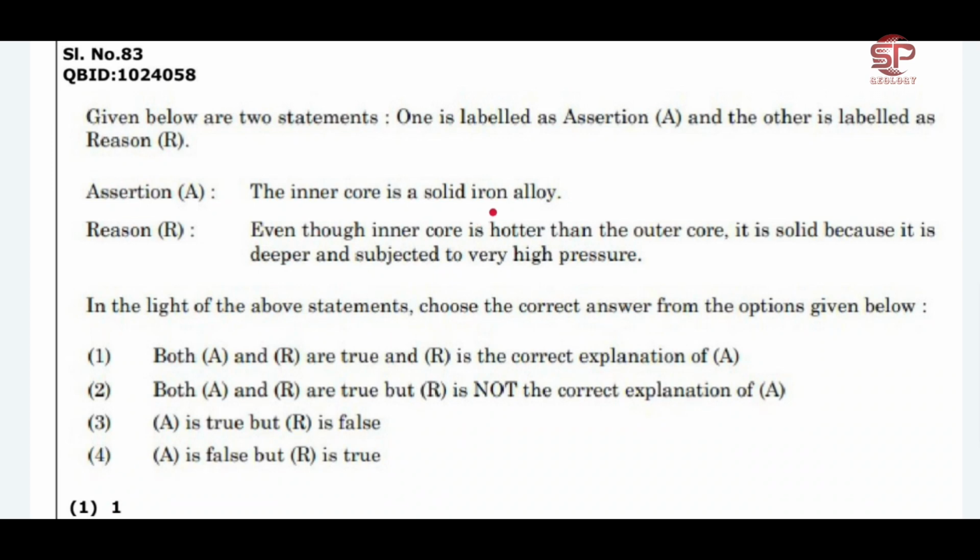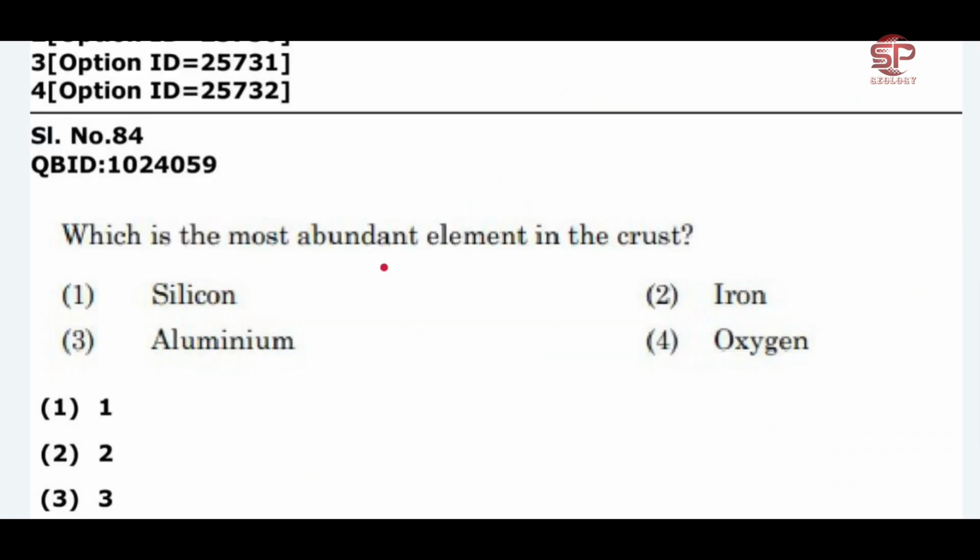The inner core is solid iron alloy, it is correct. Even though the inner core is hotter than the outer core, because of high pressure it is in solid form. So both A and R are true, and R is the correct explanation of A. The most abundant element in the crust is obviously oxygen.